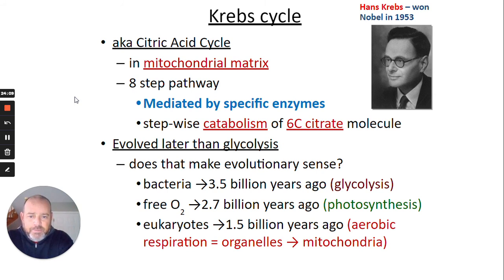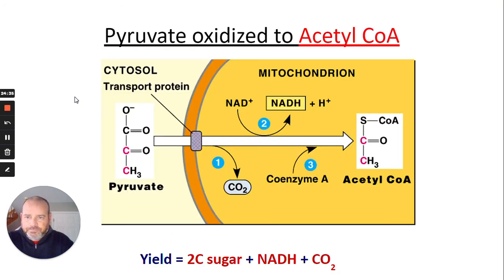So bacteria, about 3.5 billion years ago, were doing glycolysis, and then the planet was getting oxygenated, and then, many years later, you had free oxygen, and so photosynthesis started. Eukaryotes appeared about 1.5 billion years ago, and then aerobic respiration with organelles, and then mitochondria started taking off. So that's just kind of a timeline for you to see how all of this stuff evolved.